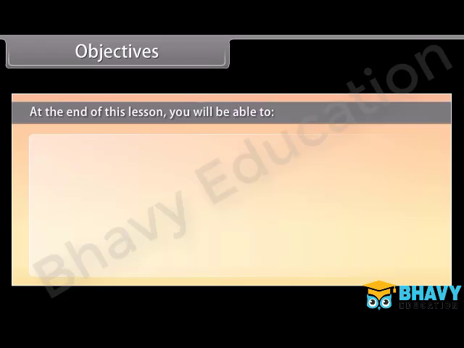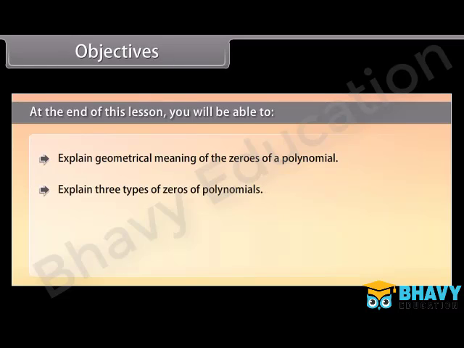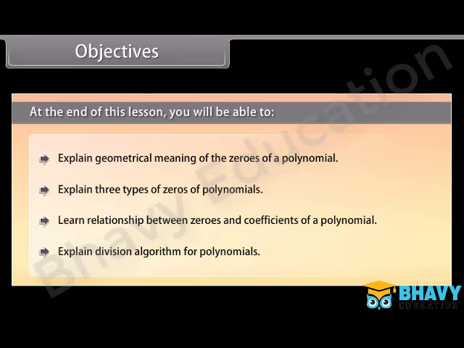Objectives. At the end of this lesson, you'll be able to explain the geometrical meaning of the zeros of a polynomial, explain 3 types of zeros of polynomials, learn the relationship between zeros and coefficients of a polynomial, explain the division algorithm for polynomials.